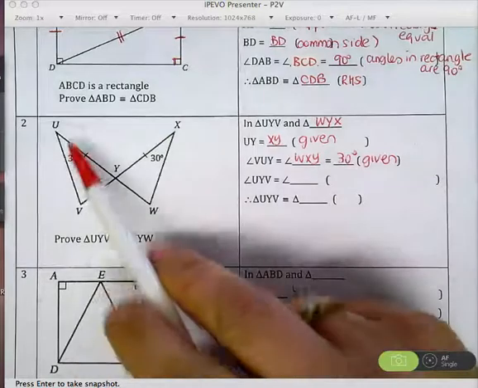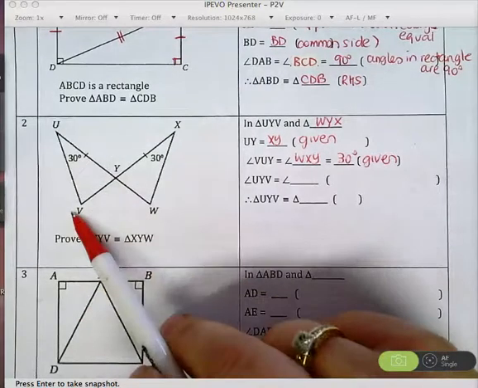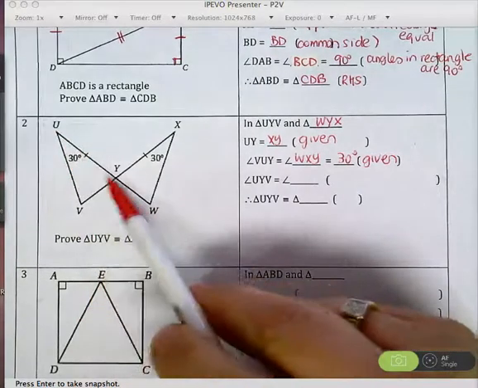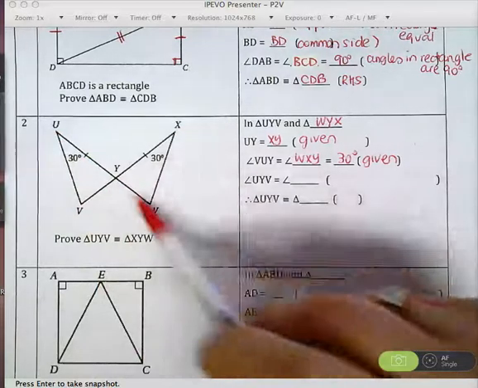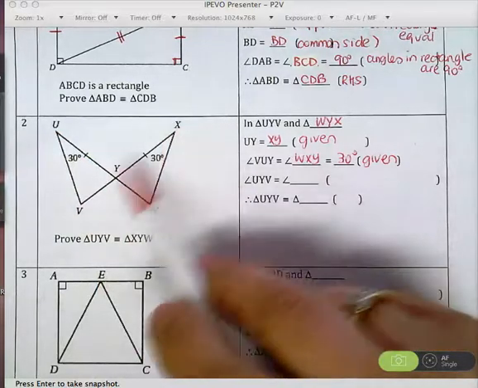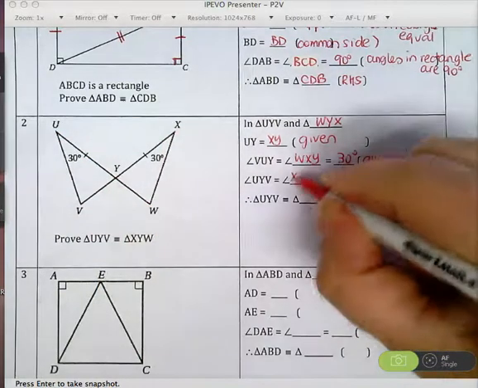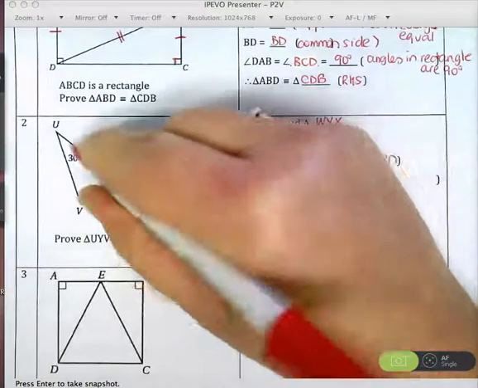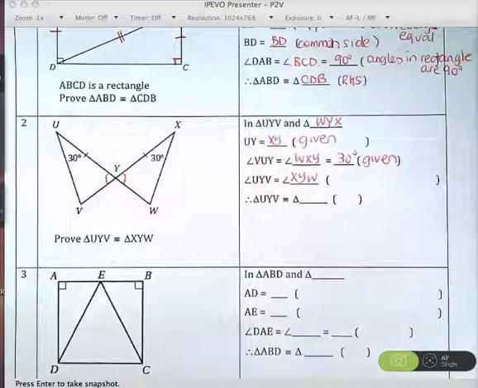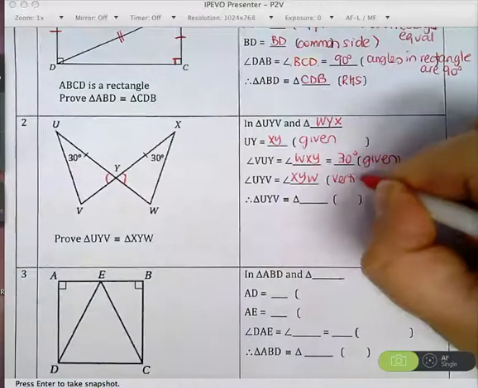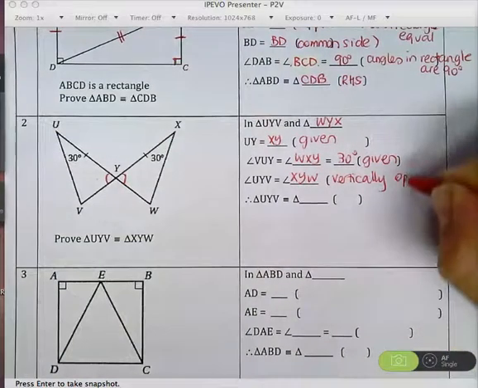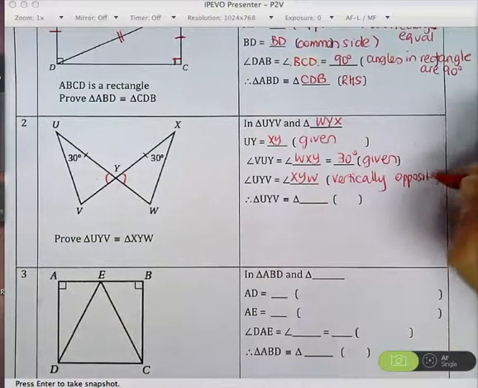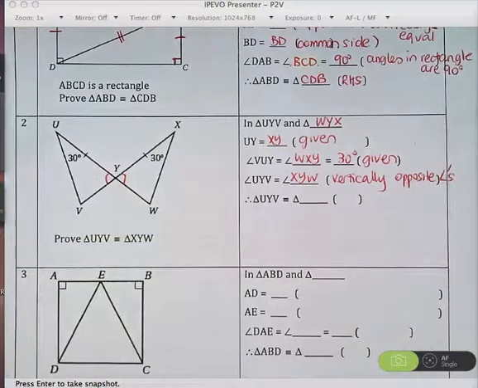We also know that angle UYV, now I'm coming along the side with the single dash and along the blank side, so I'll do the same here. That's equal to angle XYW, and the reason for that is that when two lines cross, you end up with vertically opposite angles, so they are vertically opposite angles. Okay, notice I've used the symbol for angles, which you're allowed to use.